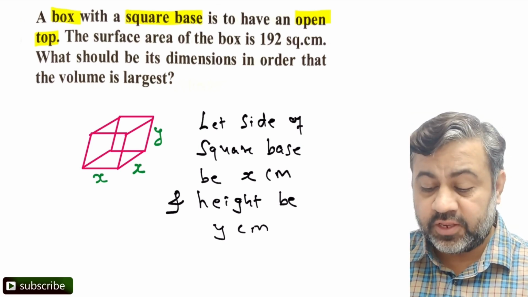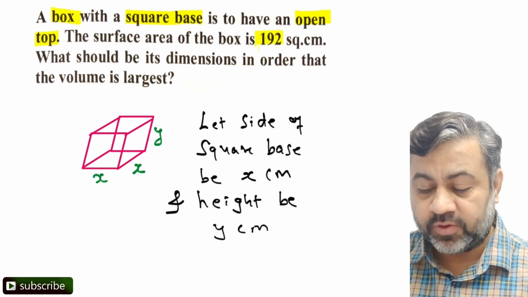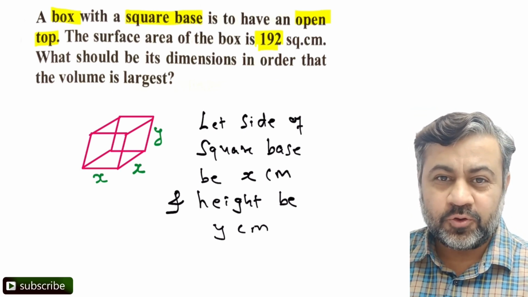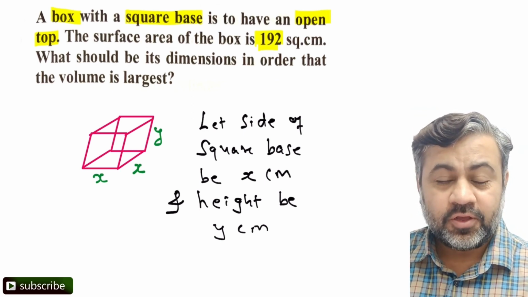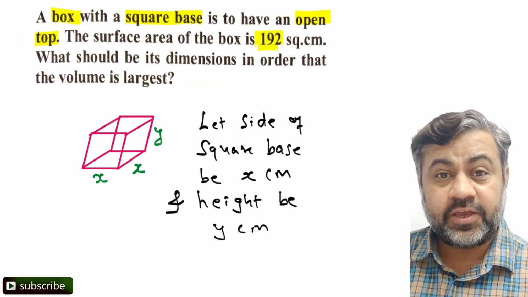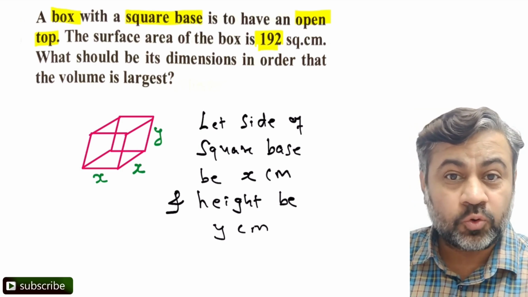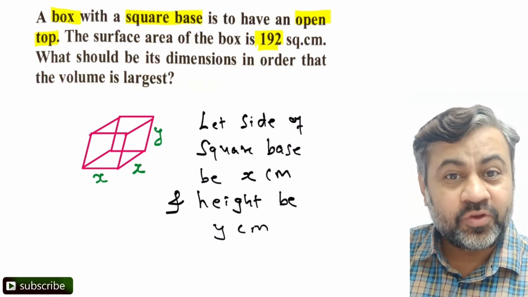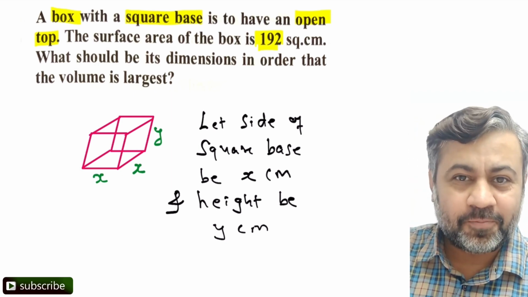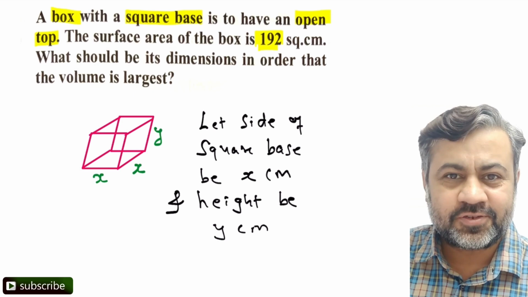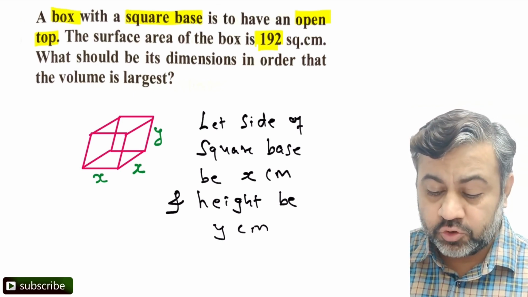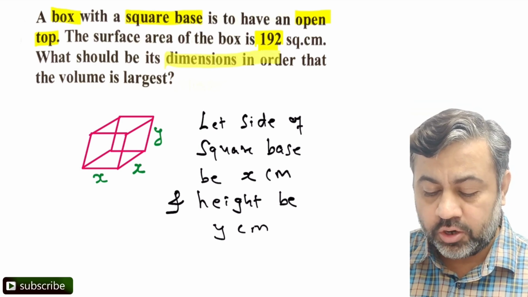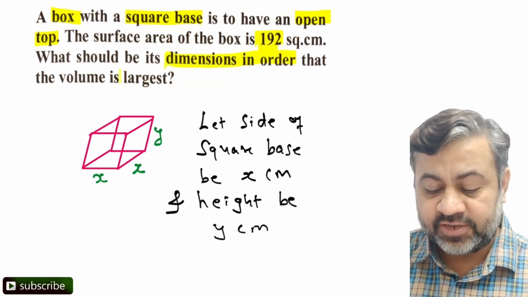The surface area of the box is 192 square centimeter. So you need to understand first of all what will be the surface area of the box where there is no top. Surface area with the top and without the top can be different. That's the first thing you need to notice very nicely. Now what should be its dimensions so that the volume is the largest?